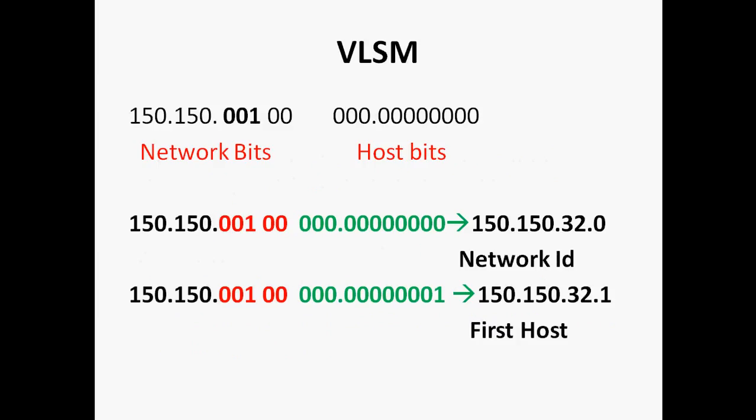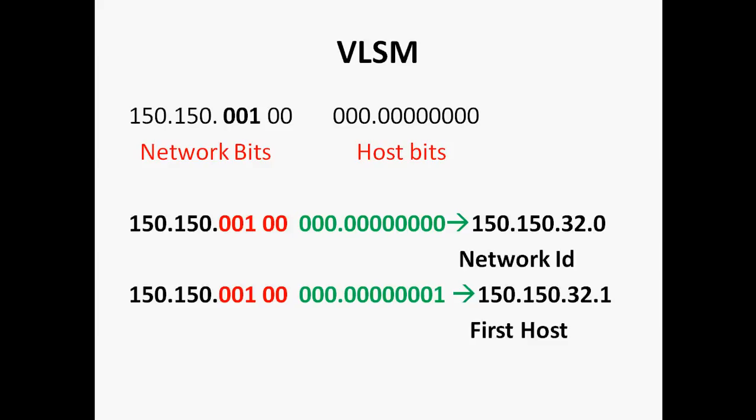So here we can see 001, because in binary representation, for 000 the first combination is 000, the next combination is 001. So that's why I use 001 here. So the network bits should be 150.150.00100. So the last 2 bits I can borrow for this office, from the requirement of 2000 IP addresses.